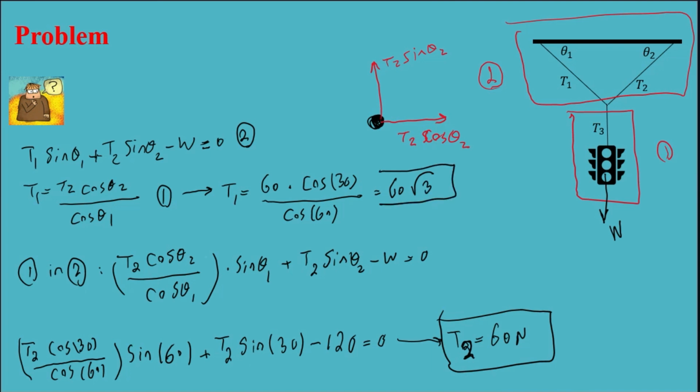So now I know the values of T1, T2, and T3, and they are all less than 150, right? So this one is less than 150, and this one is also less than 150. So I'm sure that the traffic light is not going to fall down because all of the forces applying to this traffic light are less than 150.